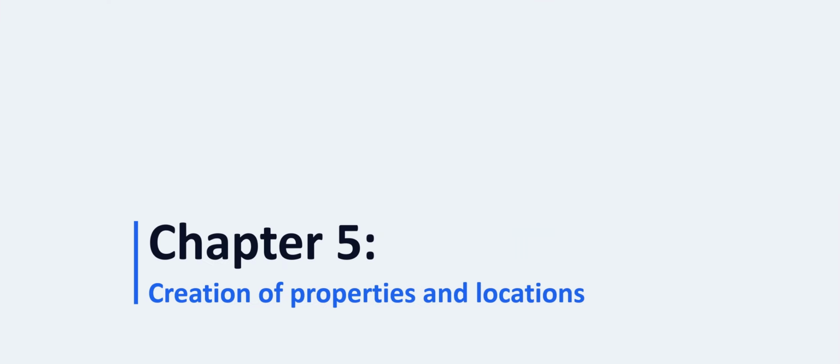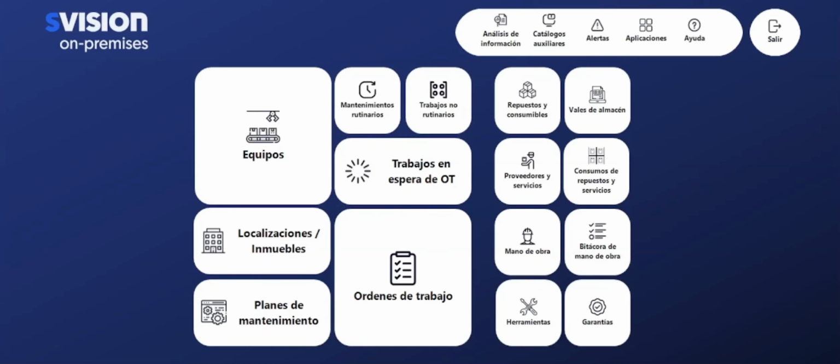Chapter 5, Creation of Properties and Locations. In this module, you will create a comprehensive catalog to document the various properties owned by the company. These properties serve as the physical locations where equipment is housed and may require maintenance. This tool proves invaluable for efficiently managing and documenting various locations, streamlining the process for enhanced organization and accessibility.